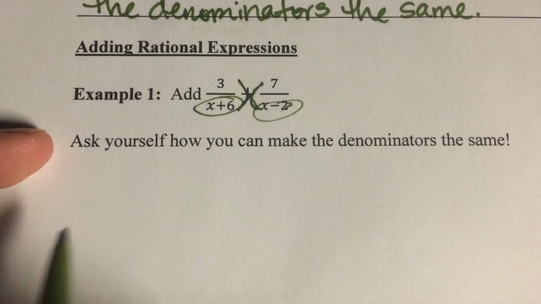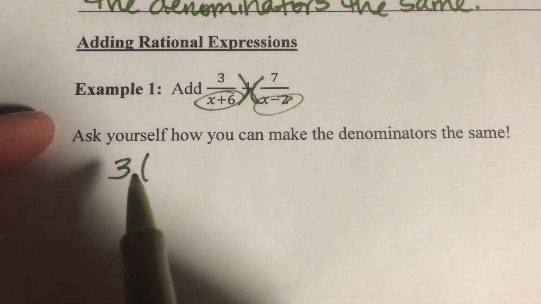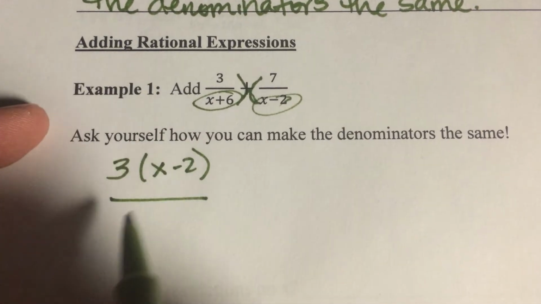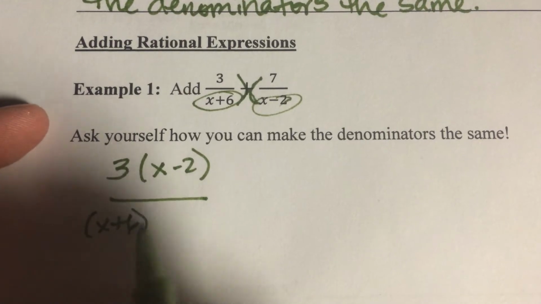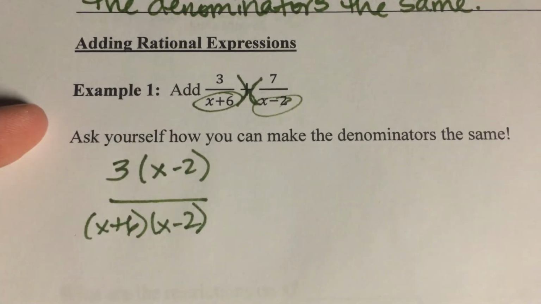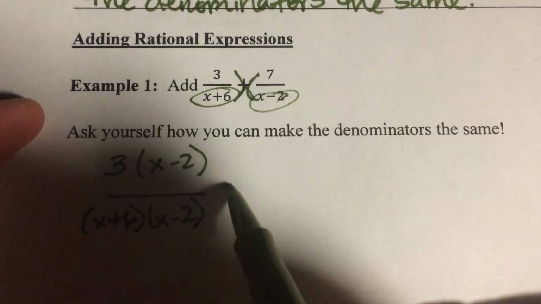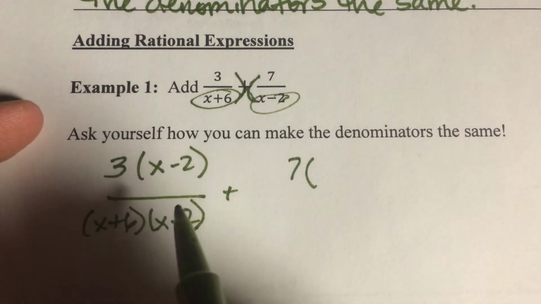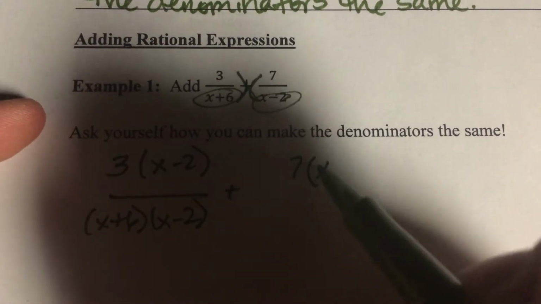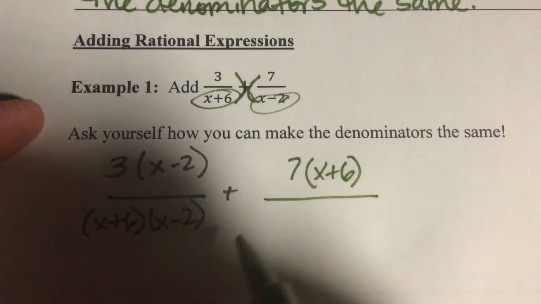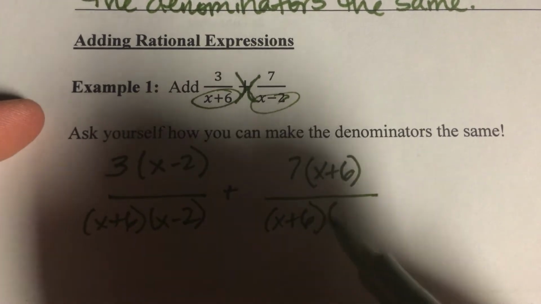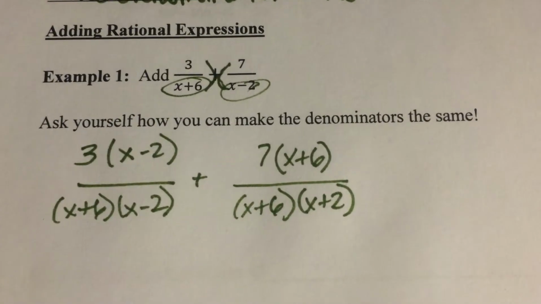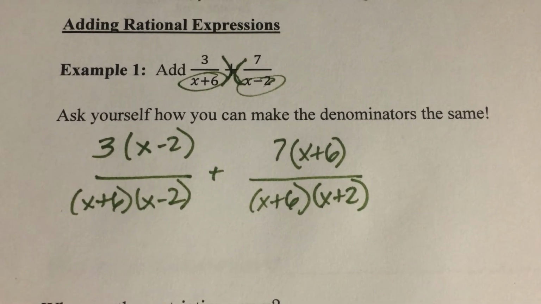Okay? So when we do that, we're going to end up getting 3 times x minus 2 on top over x plus 6 times x minus 2 on the bottom, just like that. And then on the next one, we've got 7 times, this time we're going to multiply both the top and the bottom by x plus 6. So it's going to look like that. And of course, you don't want to cancel what you've just added in, because then you'll just undo what you already did.